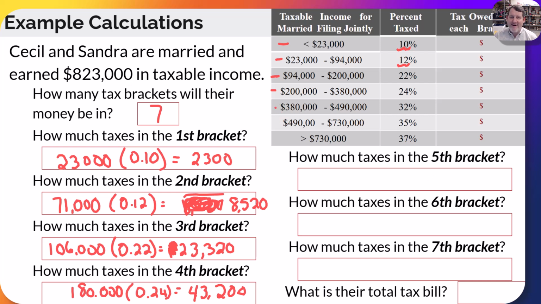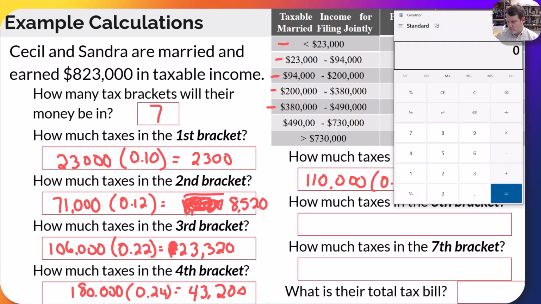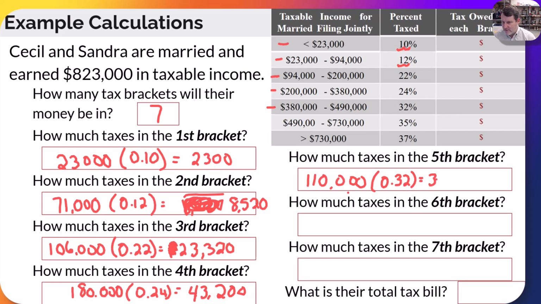So let's go. The next one, 380 to 490. That's $110,000 in this next bracket, which is interesting that it's a smaller bracket than the previous fourth bracket. And this was taxed at 32%, so times 0.32. And the math on this, 110,000 times 0.32, ends up being 35,200. So we get $35,200 in this bracket. We're getting close now.